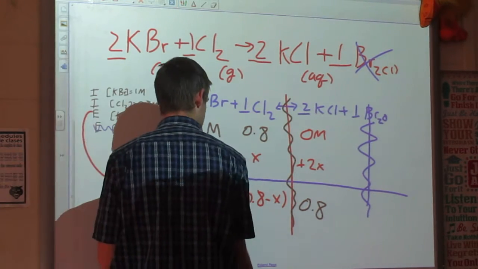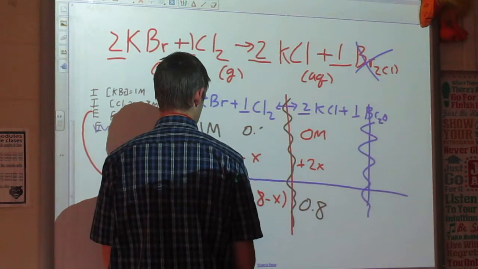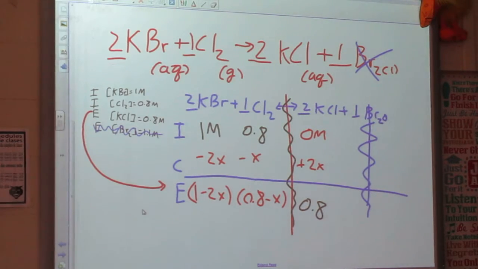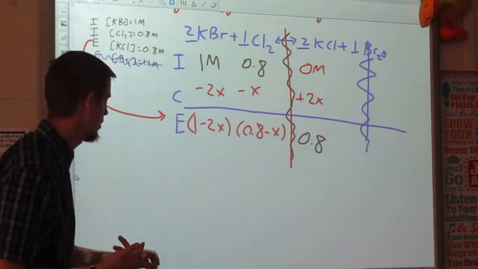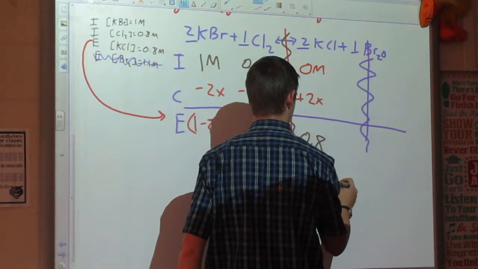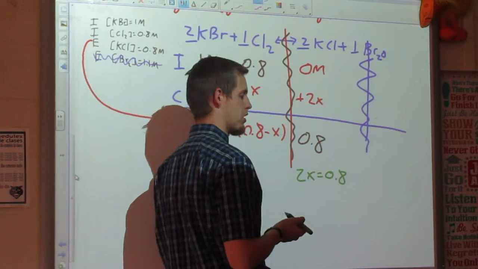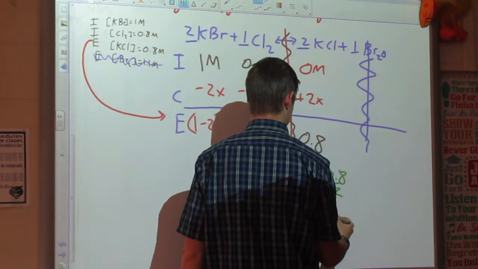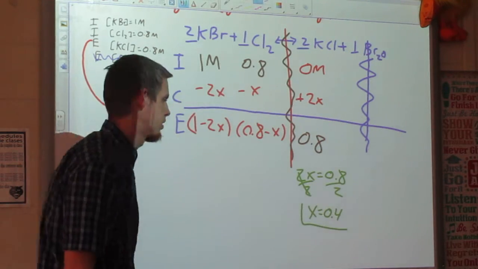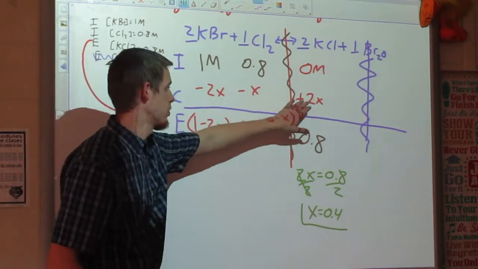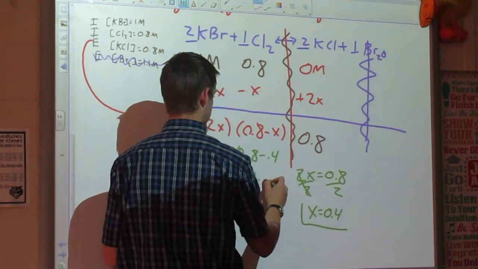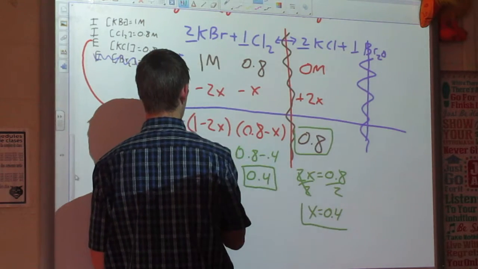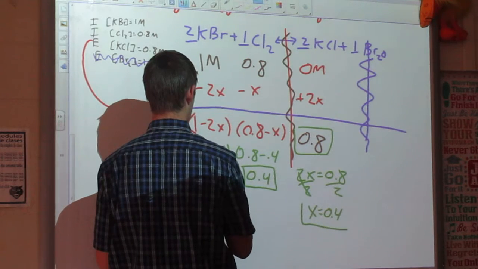Also, if you would allow me, I do see an issue that's going to pop up. No, it's not actually. All's good. And that's my equilibrium expression. The only question is, I'm going to ask you to find x, and you actually can from this information. 2x equals 0.8. X is 0.4. Which means, after you find x, because again, these are equal, 0.8 minus 0.4 is 0.4. 1 minus 2 times 0.4 is 1 minus 0.8, which is 0.2.